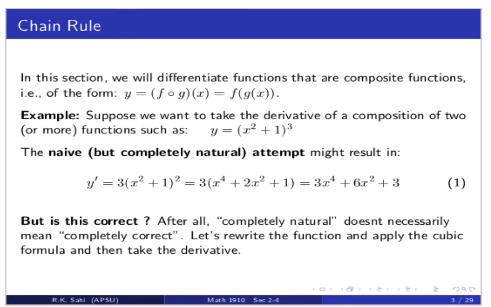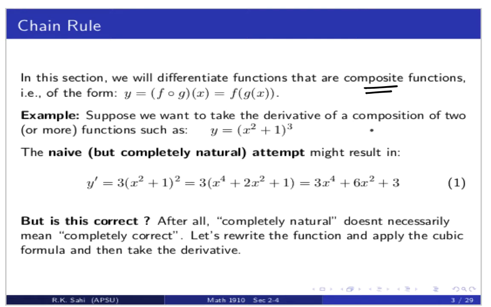As said earlier, we're going to be looking at differentiating composite functions. The composite functions are given in the form y equals f circle g applied on the independent variable x, or we write it as f of g of x. So let's look at an example. How would we differentiate these functions?